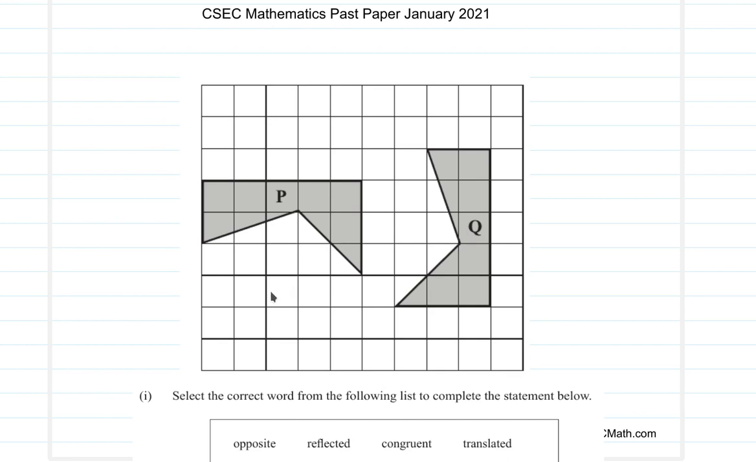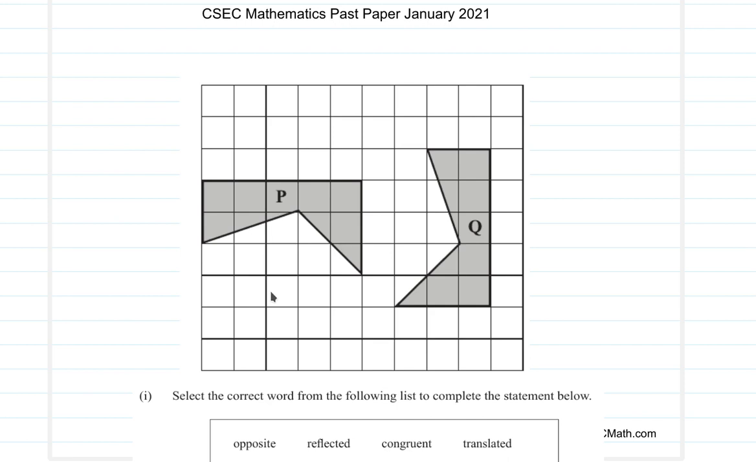Reflected. If it is reflected, where is the mirror line? There's no mirror line here for a reflection. Alright? Congruent and translated. Translated would mean our lines would point in the same direction as the original object. So it's none of those.